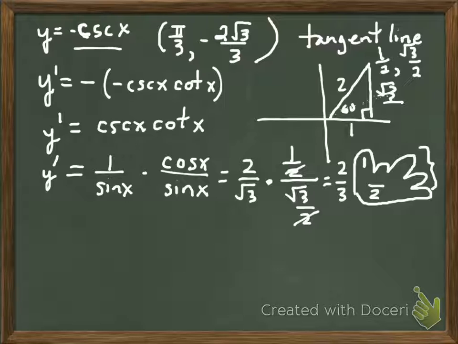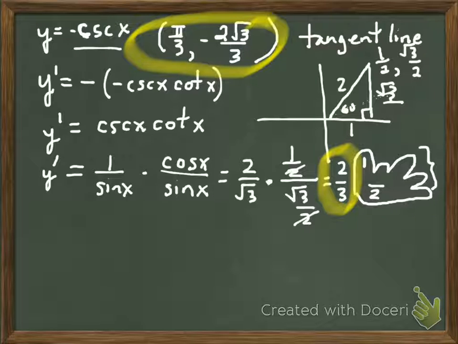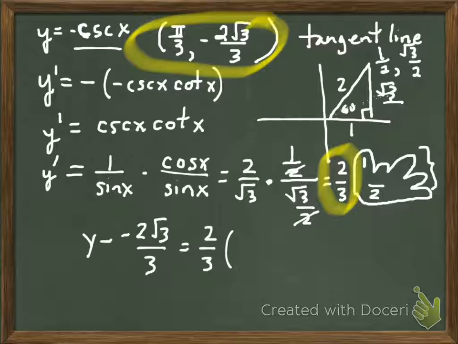Remember, the derivative is the slope of the tangent line. So we now have the slope and a point, and that is all you need to make the equation of any line. So we go to our formula, y minus negative 2 radical 3 over 3 equals m times x minus pi over 3. And usually, well, this becomes a plus here. When you circle this right there, that's a plus, so to move it over is minus.